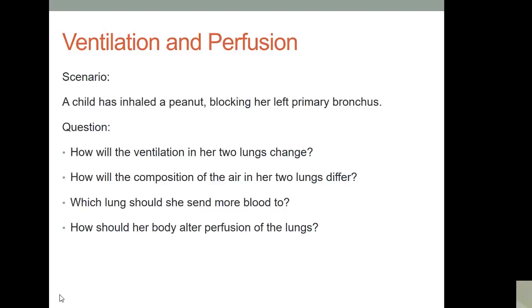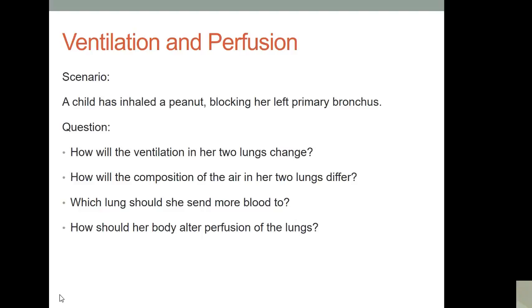Okay, let's talk about this scenario. The child has inhaled a peanut, which is blocking her left primary bronchus. So how will the ventilation change in her two lungs? Obviously, if the left primary bronchus going into the left lung is blocked, then there'll be much less ventilation in the left lung and more ventilation in the right lung.